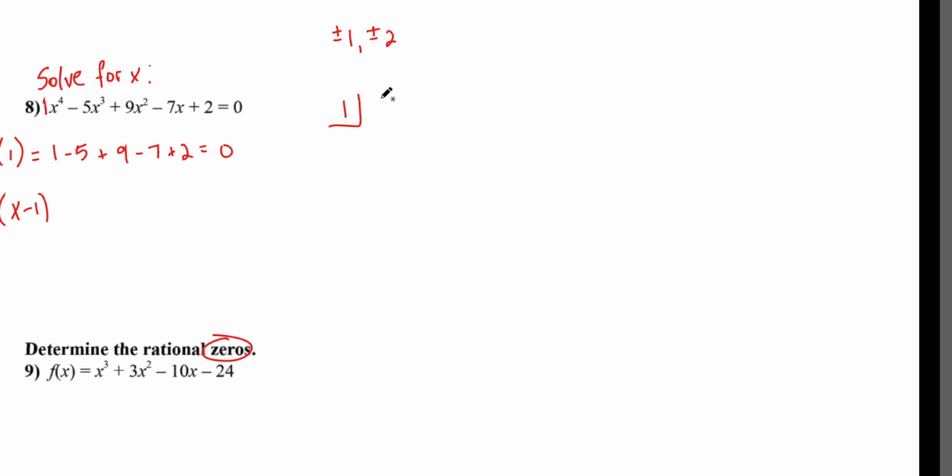So what are my coefficients? That's a 1. That's a negative 5. That's a 9, negative 7, and 2. Double check my arithmetic, okay? Because when I start talking and writing fast, I make mistakes, so keep track of me.